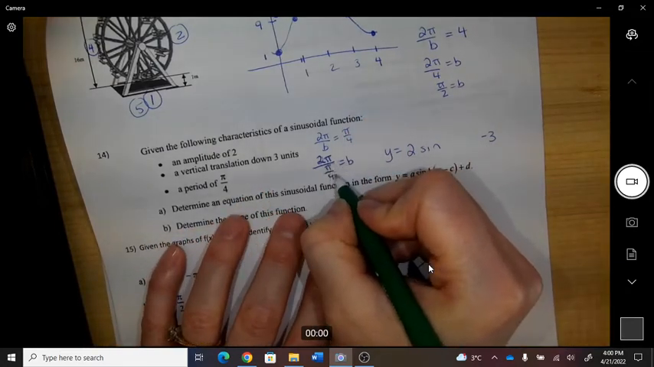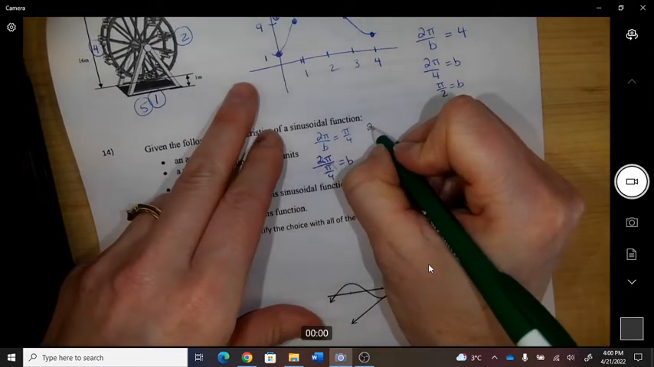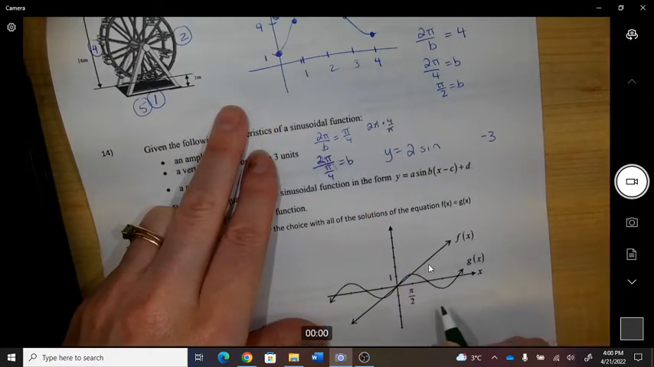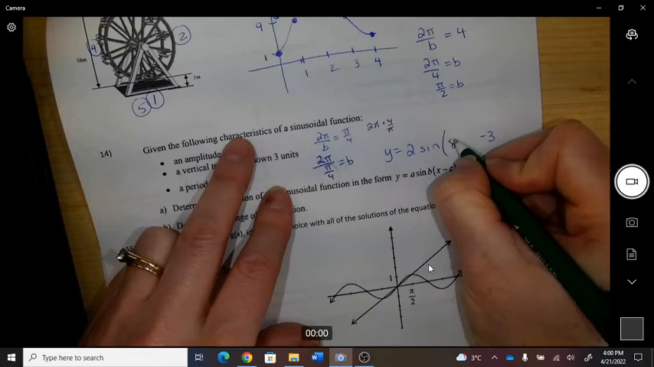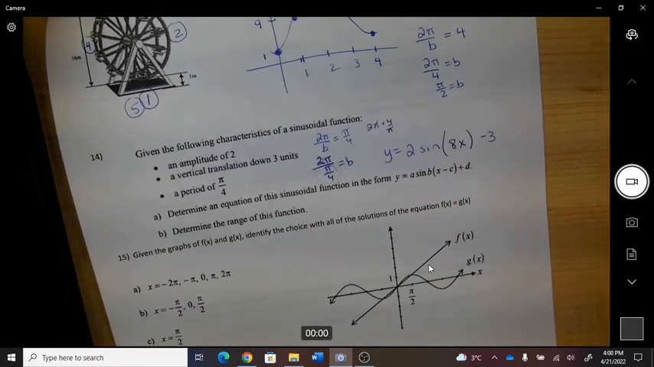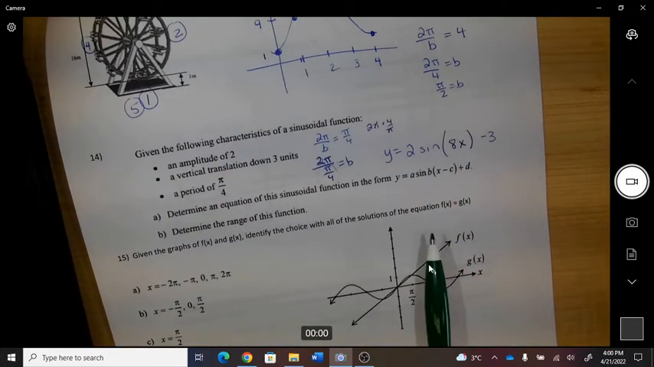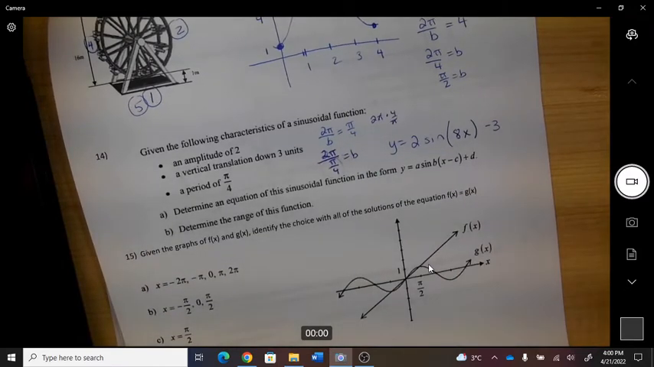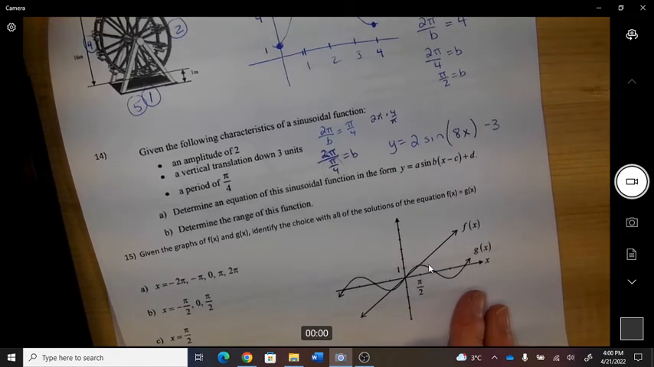And I'm going to flip multiply with this fraction. And then that would cancel and I would get 8. So I need a b value of 8. Some of you could have done that in your head, like thinking 2 over what is 1/4? 2 over 8.